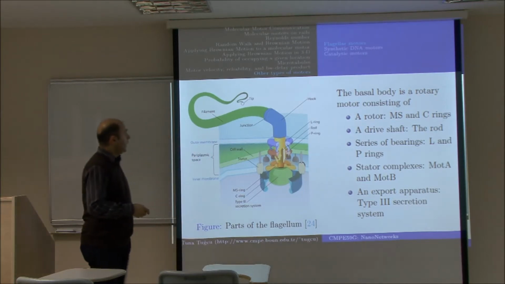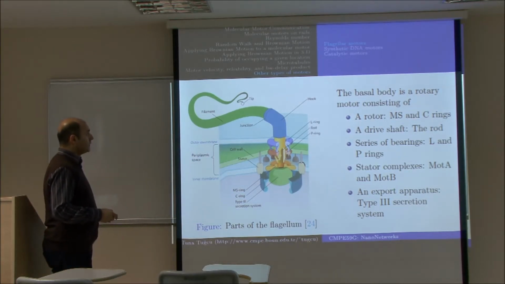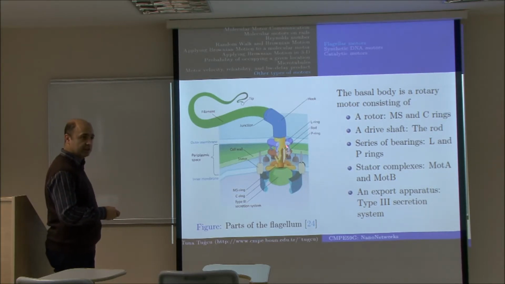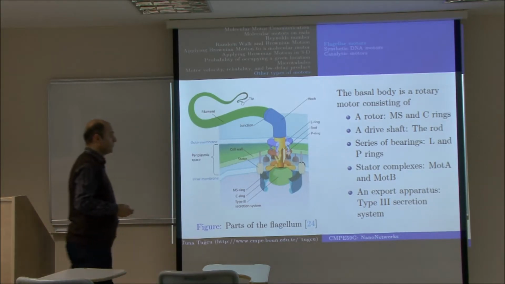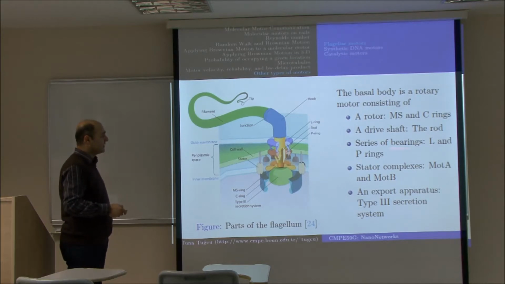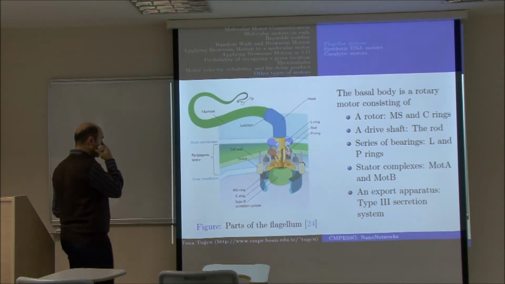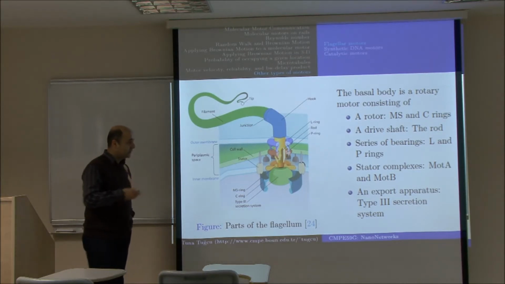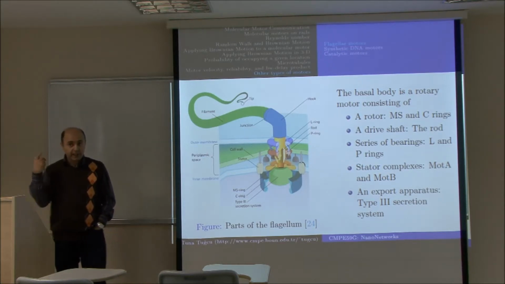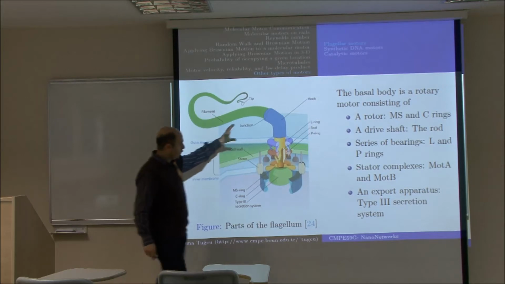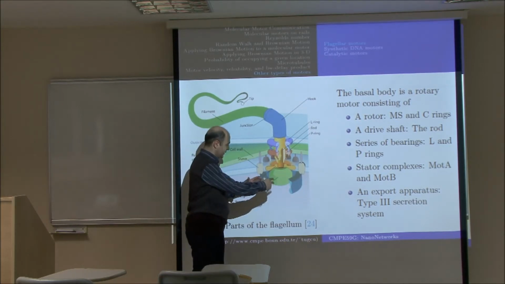The drive shaft is the rod here, which is attached to the filament through this junction. So it's carrying this movement to the filament. And there is a series of bearings like L and P rings, and also MotA and MotB stator complexes, which help the rod to turn inside these rings relative to those rings.